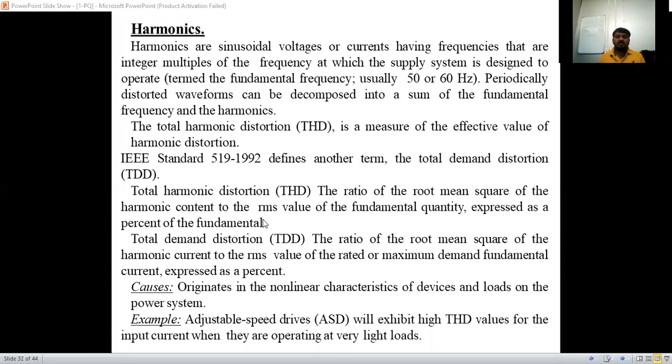Harmonics are sinusoidal currents or voltages, like the waveform of whatever input or output we get. These have frequencies that are not the fundamental frequency. These frequencies are integer multiples of the frequency.